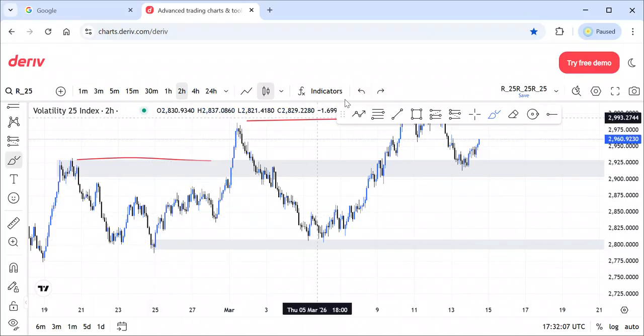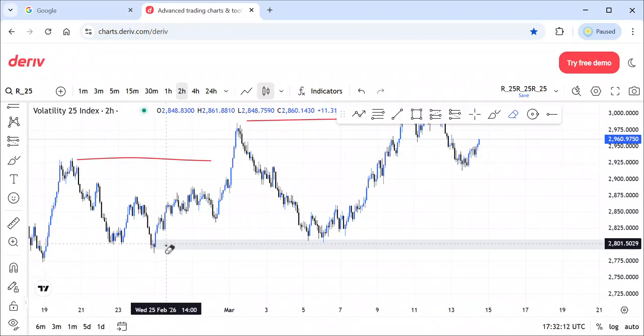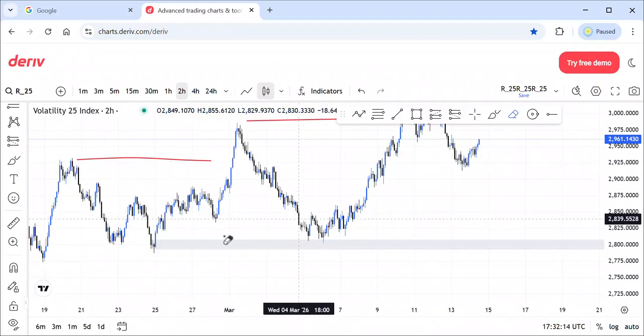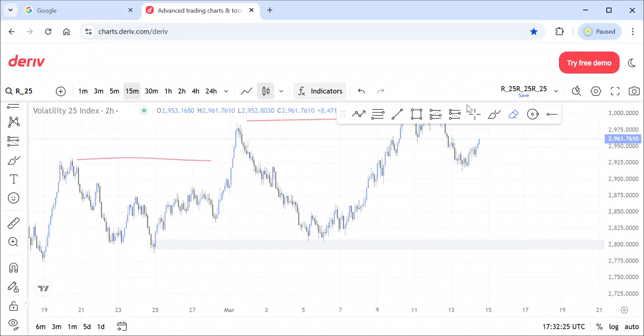So market has broken out from our recent 2 hours high. Then here is our other block. So we are waiting for market to come back to it. Then when we see our breakout block, then we enter, like we execute our trade. Yeah. So let's go to 15 minutes to see.